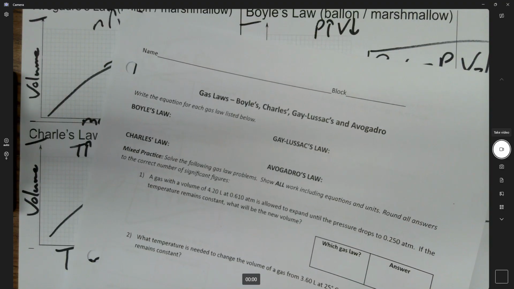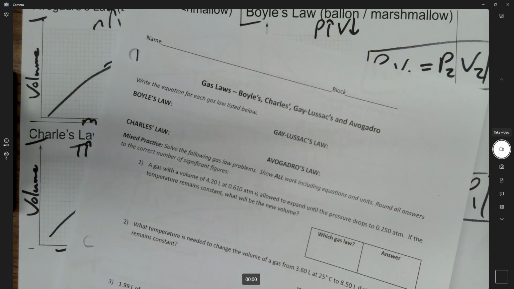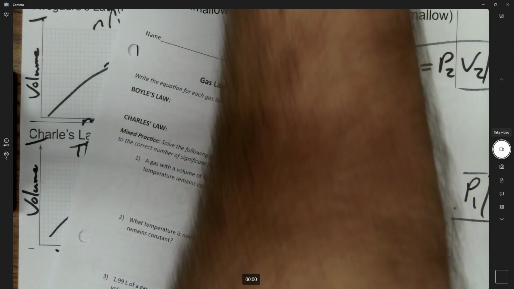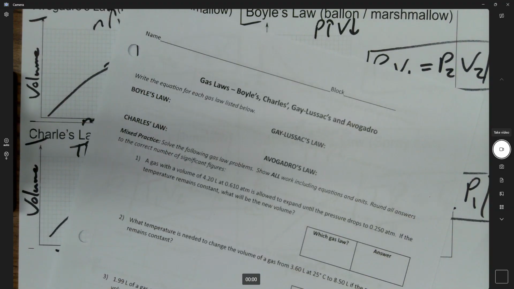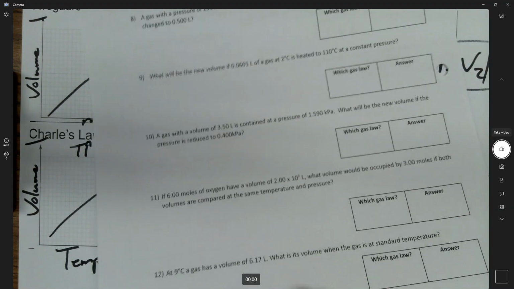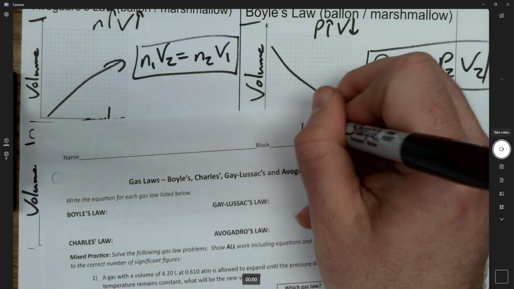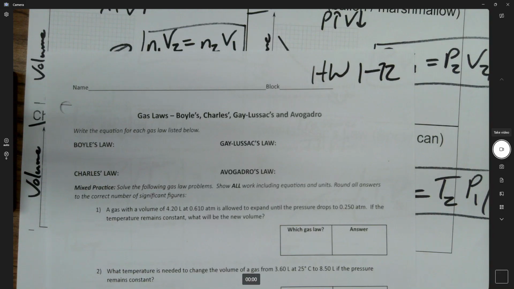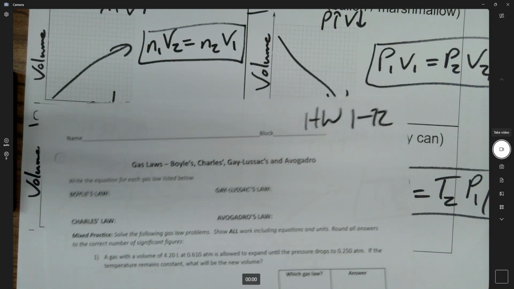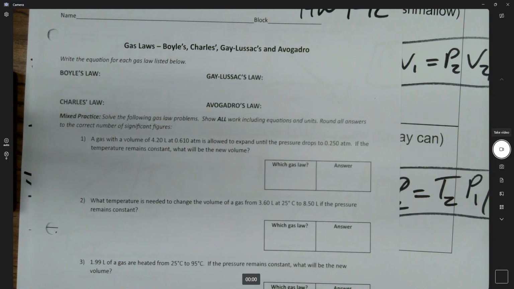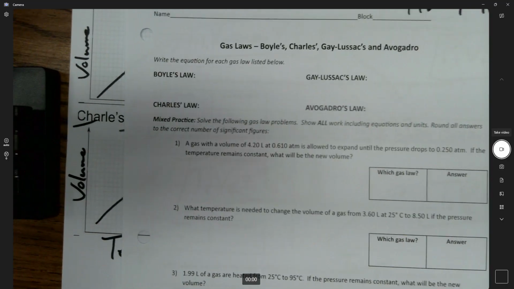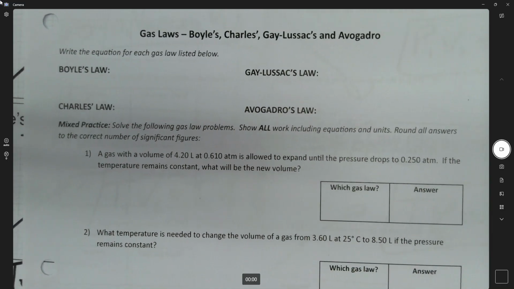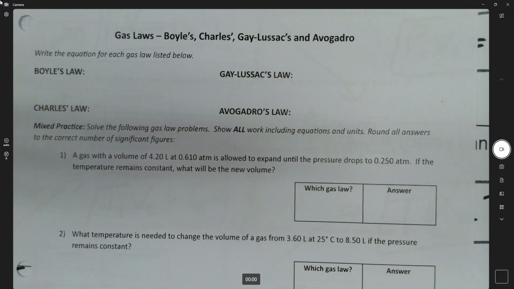Gas laws: Boyle's, Charles, Gay-Lussac's, and Avogadro. Because I want to go over at least one question before you get out of here. Because what you do not answer, the rest is homework. There's 12 questions altogether. So, make your life easy. An easy thing you could do is at the start of your paper, write down your laws. Write down those formulas. That'll help you out.